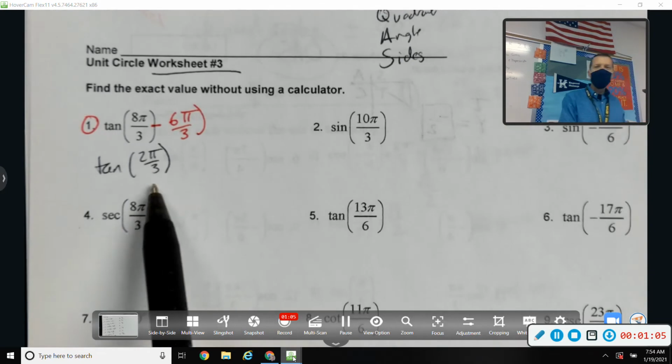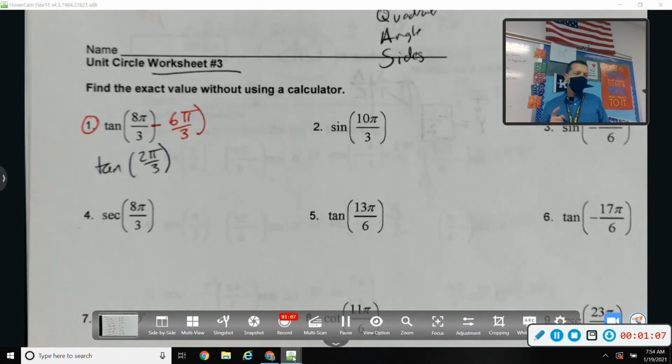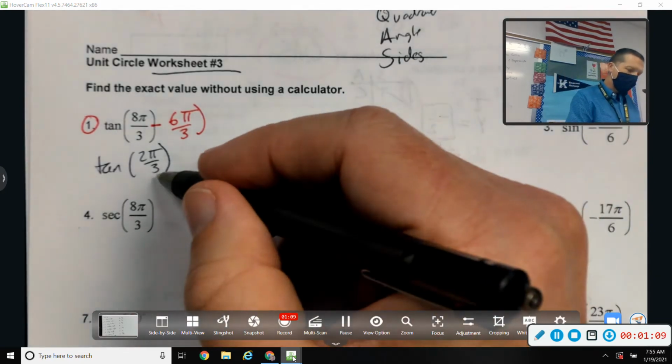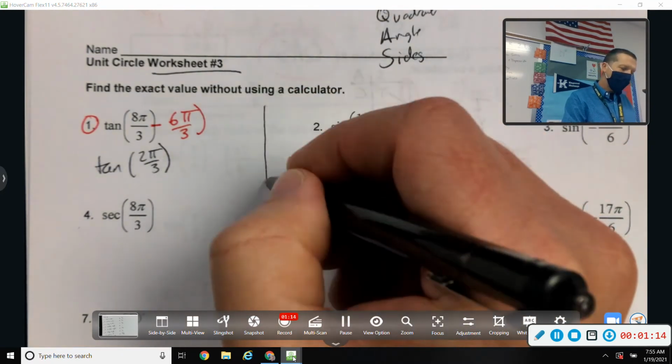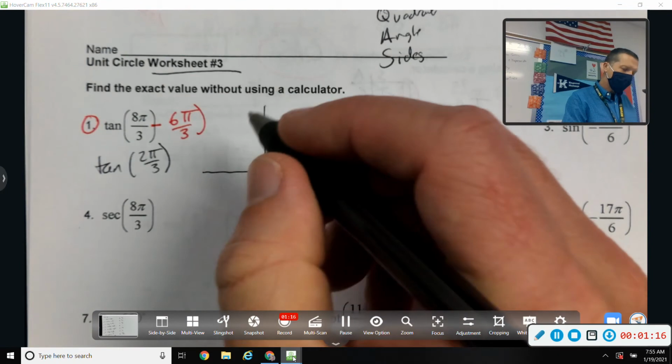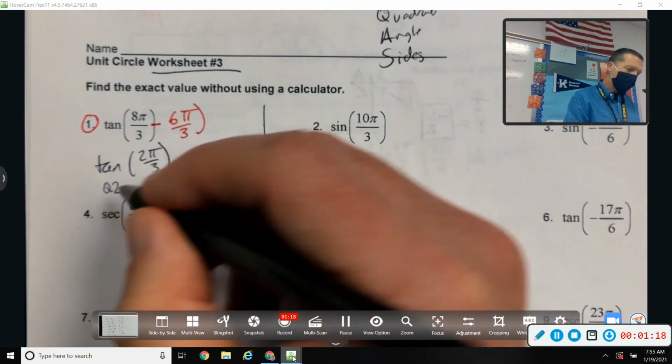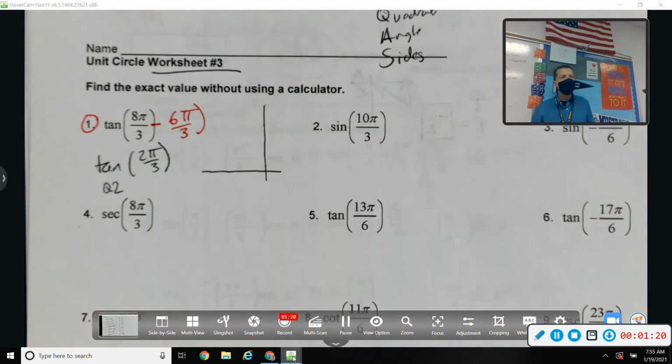Okay, now it's down to something we recognize. Quadrant, angle, sides. All right, 2 over 3, that's almost to 1 pi, so that would be in the second quadrant. Quadrant 2. It's over 3, so which angle is that? The steep, the middle, or the shallow? Should be the steep because it's over 3.